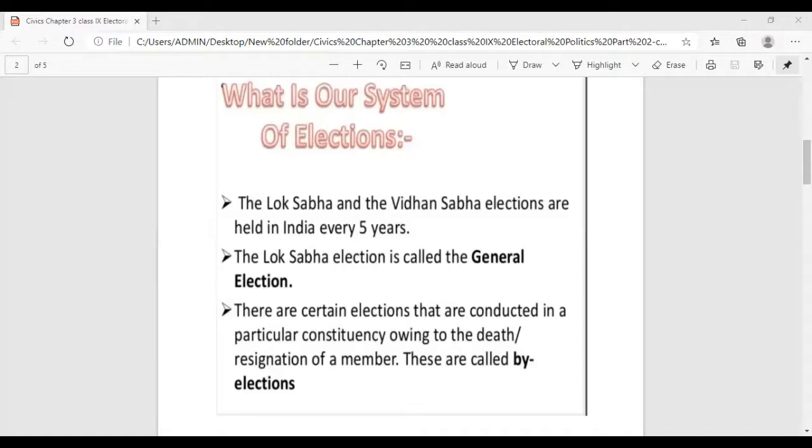Urban local bodies are small local bodies that administer or govern a city or a town of specified population.